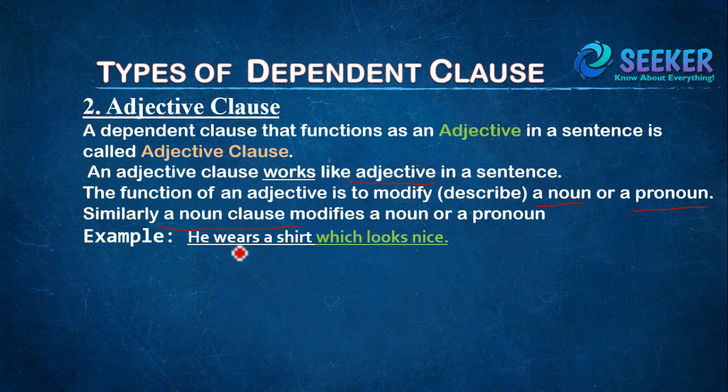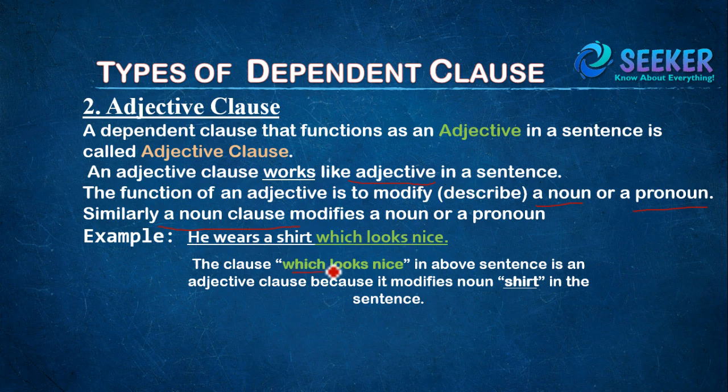For example, he wears a shirt which looks very nice. Here, which looks very nice in the above sentence is an adjective clause because it modifies the noun shirt in the sentence. That is, it further explains the noun that is shirt. So this is called an adjective clause. But please note that an adjective clause always follows the noun it modifies. That is shirt, the noun. So it follows this noun.